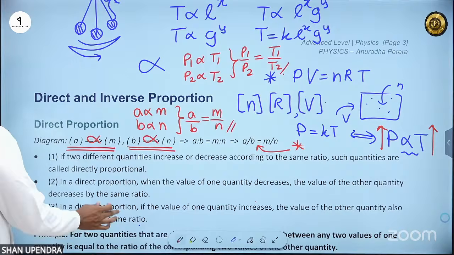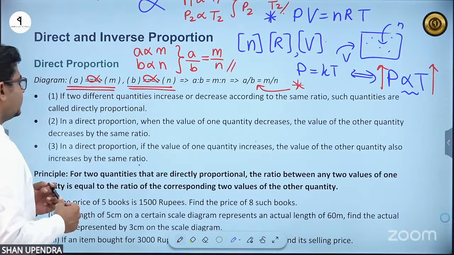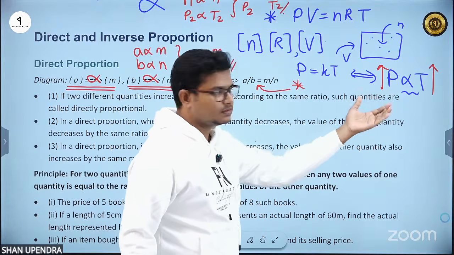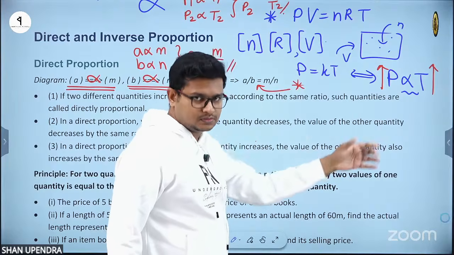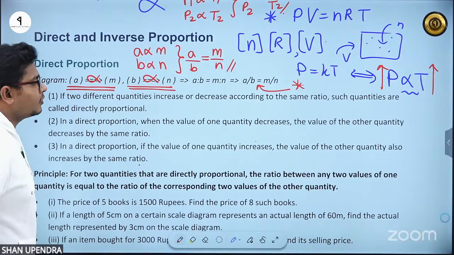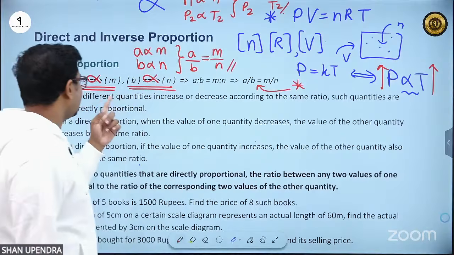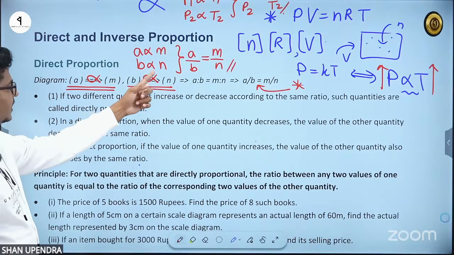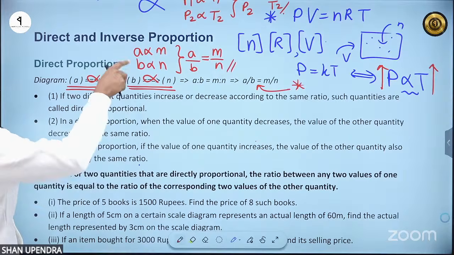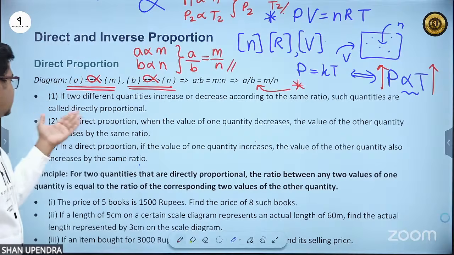Okay. If two different quantities increase or decrease according to the same ratio, such quantities are called directly proportional. You can see there are two quantities, they are increasing in the same way or decreasing in the same way, then those things can be defined as directly proportional. I think they are explaining this one: a directly proportional to m, b directly proportional to n. If you take the same ratio, then these relationships are correct, or we can write such quantities are called directly proportional.